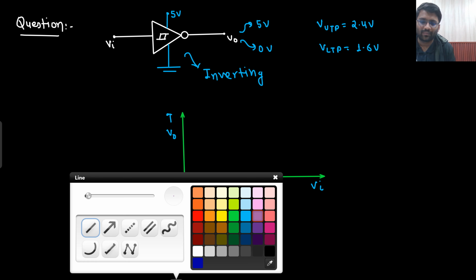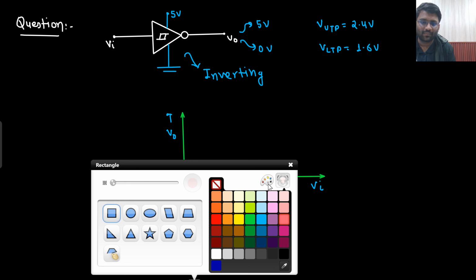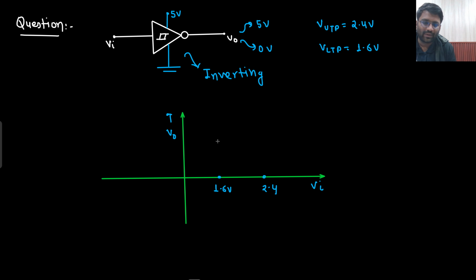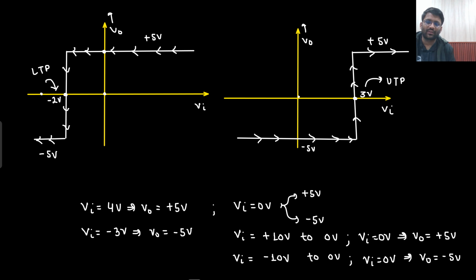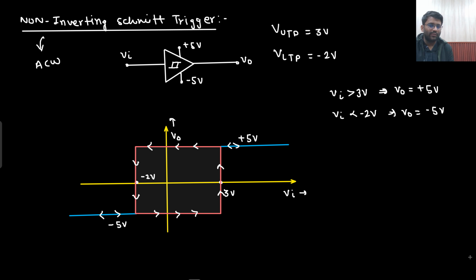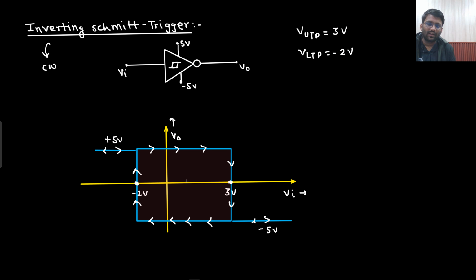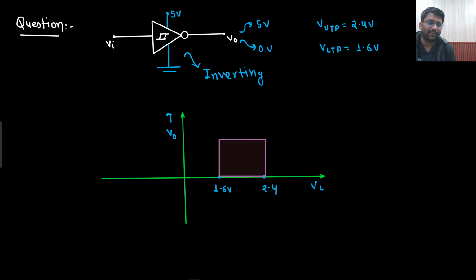In between both of them, I will be getting a square. Between upper threshold and lower threshold, you always get a square.